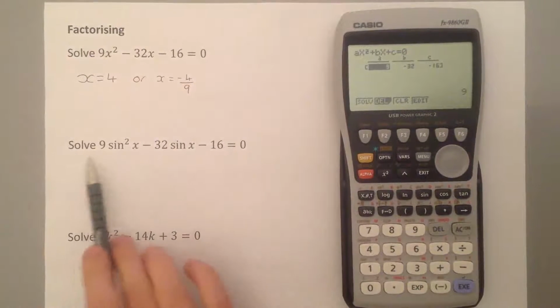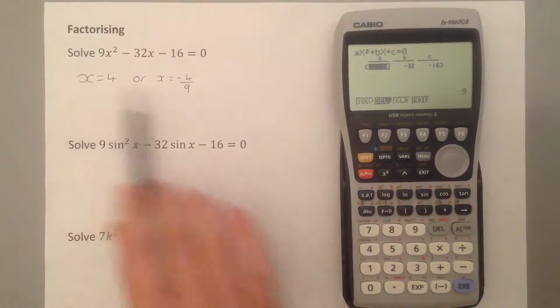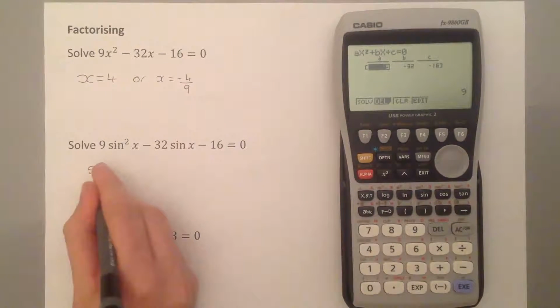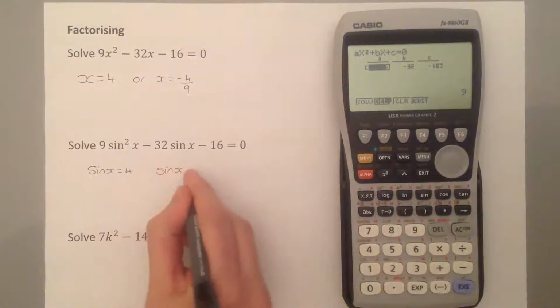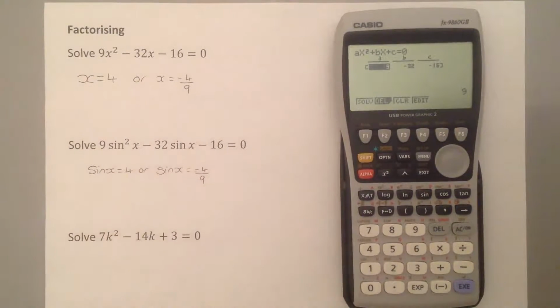The second example I've got here is the same values of A, B and C, but instead of just being x, it would be sin x. You would use the calculator in exactly the same way, but when you get your solutions, you would have that sin x is equal to 4 and sin x is equal to minus 4 over 9. So it's really important that you don't just write x is 4 and x is minus 4 over 9, and then go on to solve them.